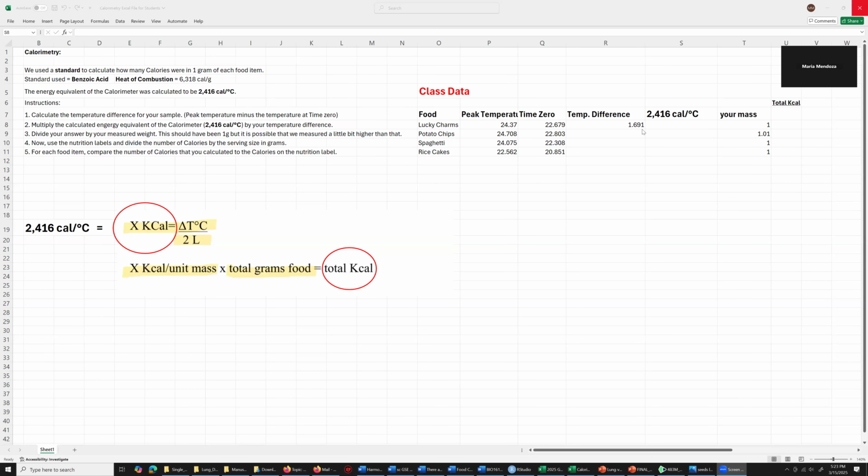Okay, so when you multiply this temperature difference times 2,416, it equals 4,085. Okay, and then you go to step 3 and it says divide your answer by your measured weight. This should have been 1 gram, but it is possible that we measured a little bit higher than that. So in this case, you just divide it by that. So we're just gonna copy this because when you divide that by 1, it's the same. And then that's our answer.